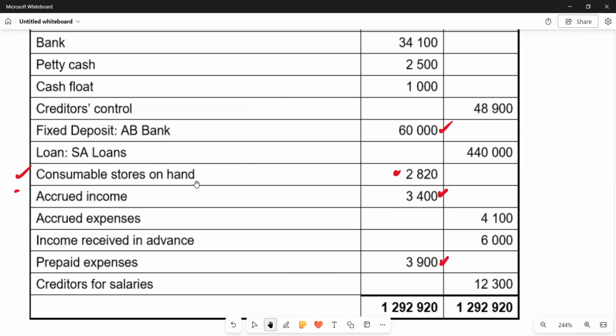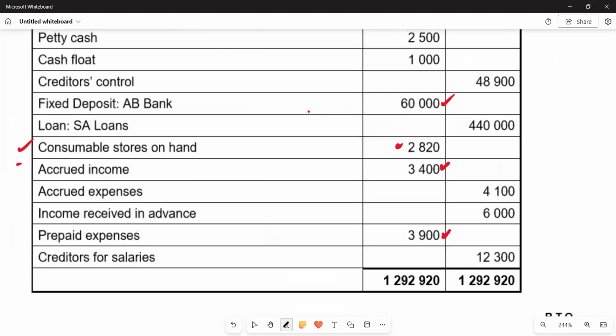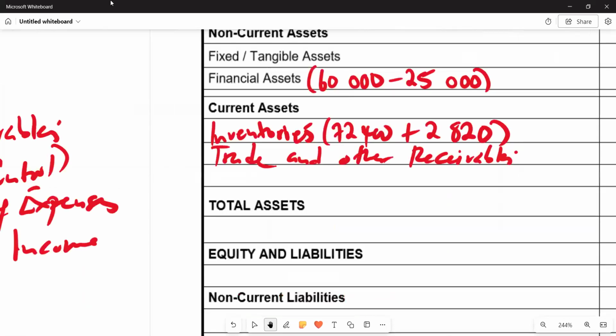they give you the total for trade and other receivables. So basically we are saying debtors control 14,800 here. We add accrued income 3,400. We add prepaid expenses 3,900. Then I will just summarize as such. So go to our answer section. We just mention as such.